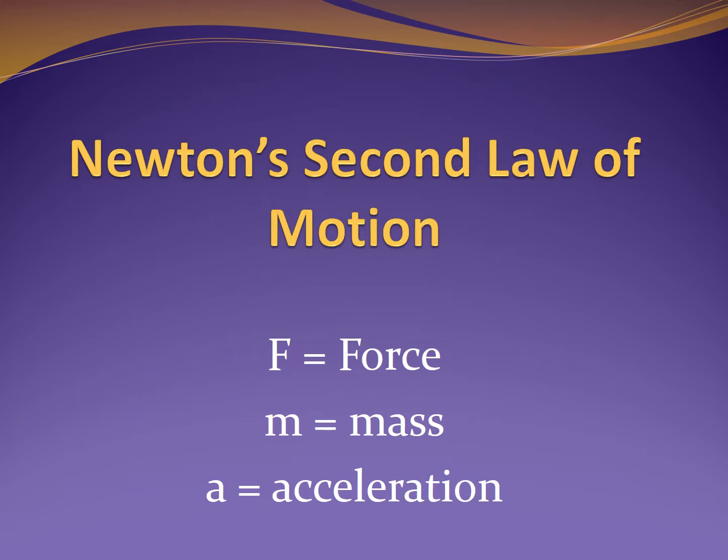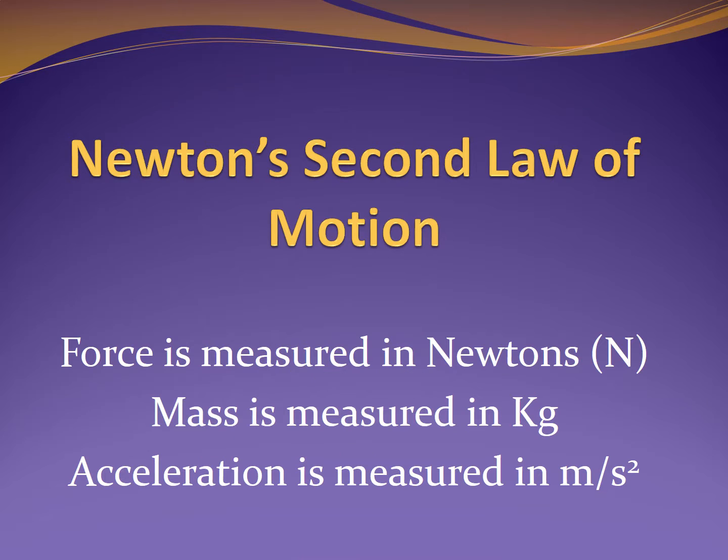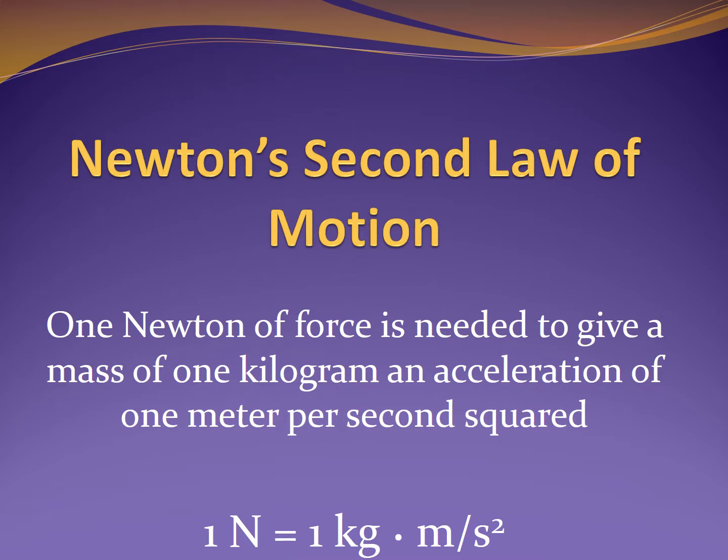So F stands for force, M for mass, and A for acceleration. The equation for the second law of motion is F equals ma. Force equals mass times acceleration. Force is measured in newtons, mass is measured in kilograms, and acceleration, if you remember, is measured in meters per second squared. So to find the unit for force, 1 Newton is equal to m, measured in kilograms, times a, which is meters per second squared. So they could say 1 Newton, or they could also say kilograms times meters per second squared.